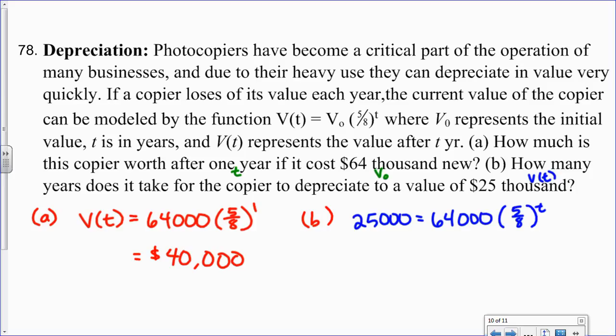What's the base of T? 5/8. Okay, so I want this on one side by itself. So let's go ahead and divide by 64,000 on both sides. 5/8 is a fraction, so I want to make sure I keep this left side a fraction. You can reduce it. It might make it a little bit easier if you reduce. So it should just reduce to 25/64.